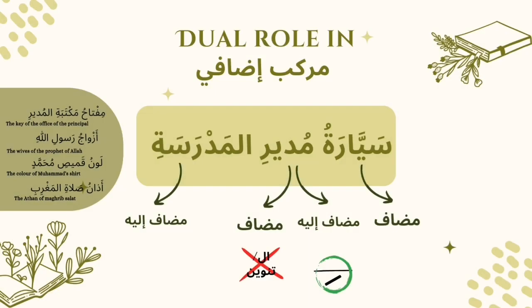Dual role in murakkab idafi. So how does this work? The noun will be a mudaf ilayhi to the noun before it, and again a mudaf to the noun after it. And since it is a mudaf, it will not have alif lam or a tanween. And being a mudaf ilayhi, it will be majroor, so one can recognize that it is playing a dual role. Example, سيارة مدير المدرسة. The car of the principal of the school.